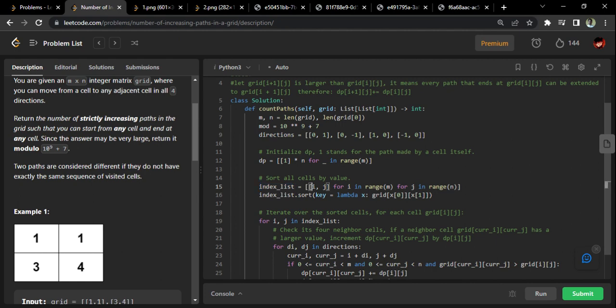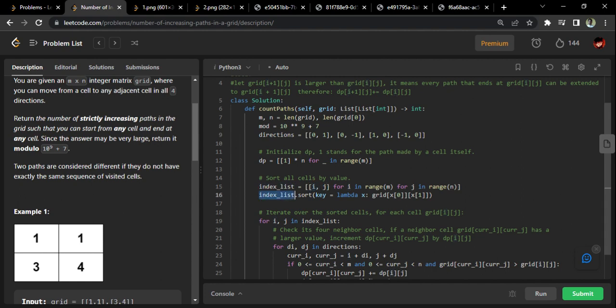What it means is we will be storing the indexes, for example i comma j. i represents the row number, j represents the column number. If you combine both, you will get a single element. If you know the row and the column, you will get a single element. So we are storing them as i comma j. Initially it will be like 0 comma 0, 0 comma 1, 0 comma 2, then 1 comma 0, 1 comma 1, like that. Initially the index list will be like that.